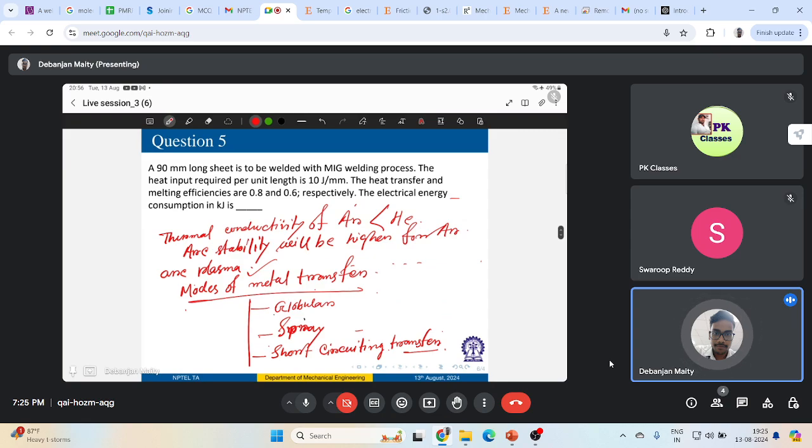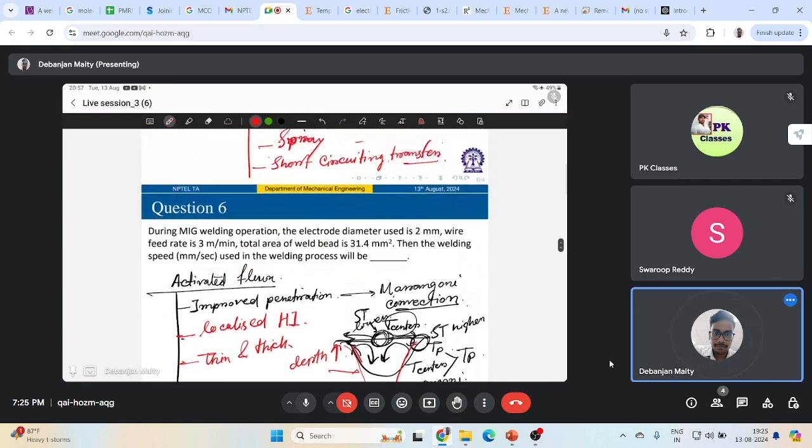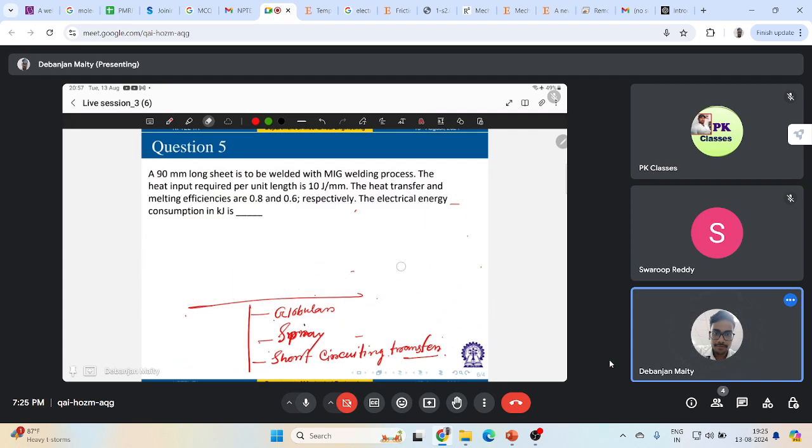Okay, there are few very fundamental numericals. We will do this 5 and 6 first. This will not take much time. So let's do that. Over here, I'm saying a 90 mm long sheet is to be welded with MIG welding process. Heat input per unit length, how much? 10 joule per mm.